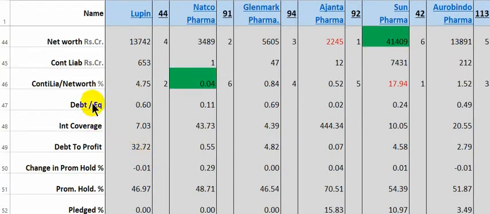Next, let us check the debt to equity ratio and what is the coverage the company has on its interest cost. And then we'll also compare the debt with the profits of the company. These three ratios we'll cover in one go.